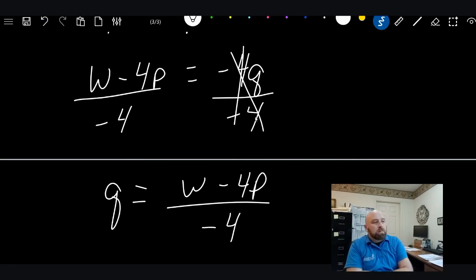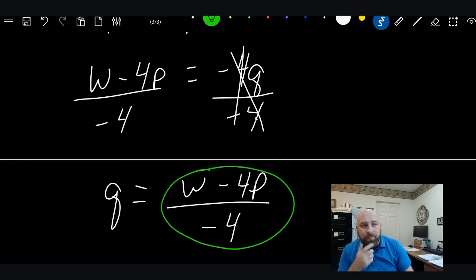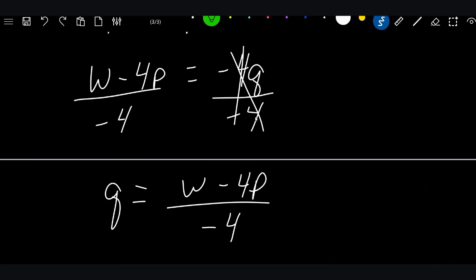Now we'll learn something a little bit later in algebra. I'm not going to try to teach it to you right here. Typically, you would not want your denominator to be negative. So what you would do is you would basically try to get the denominator to be positive. So another way of saying this would be negative w plus 4p over negative 4, or over 4, sorry.